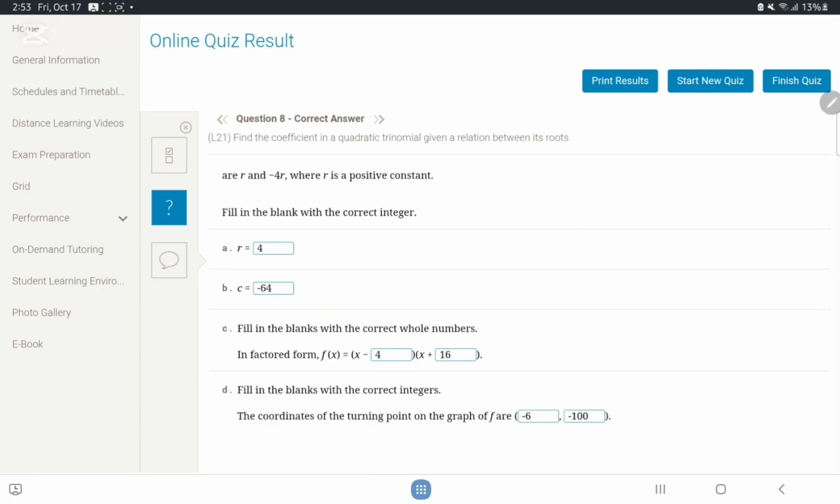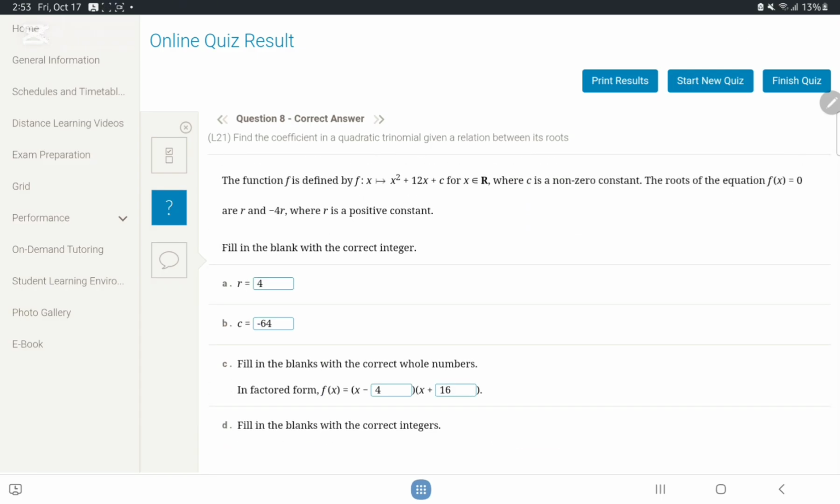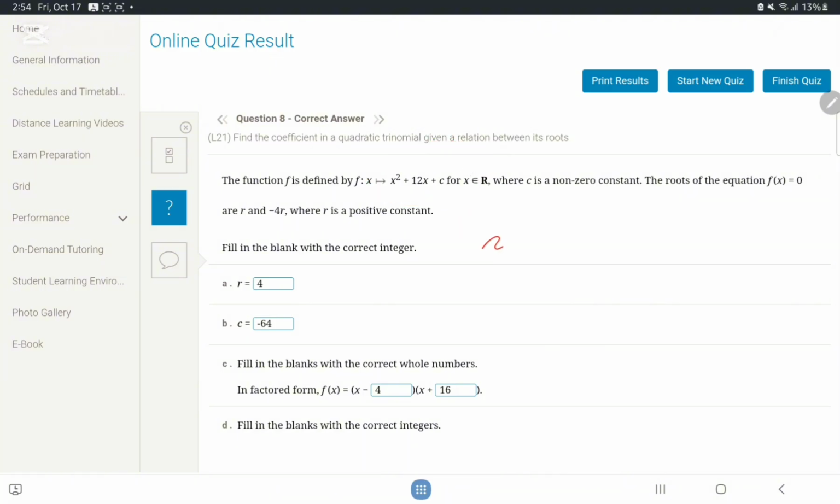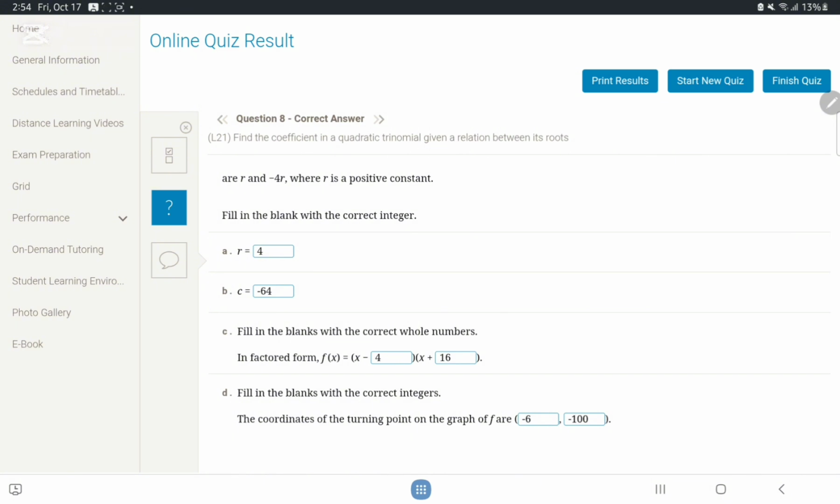Okay. The coordinates of the turning point. Turning point, immediately what you do is you derive. So we derive this. Let's complete it actually. X squared plus 12x minus 64. You derive it, you get 2x plus 12 is equal to 0. This is y prime. So 2x is equal to negative 12, not positive, negative 12, and x is equal to negative 6. Now that you got x, substitute x or negative 6 in the original equation. So negative 6 squared plus 12 times negative 6 minus 64, and put it on the calculator. You will get it equal to negative 100.